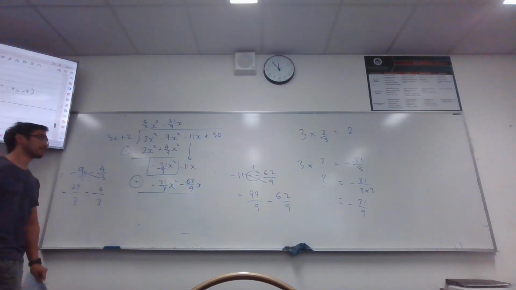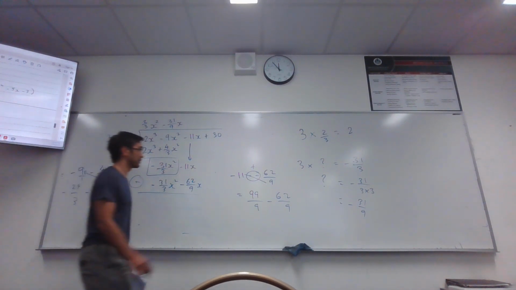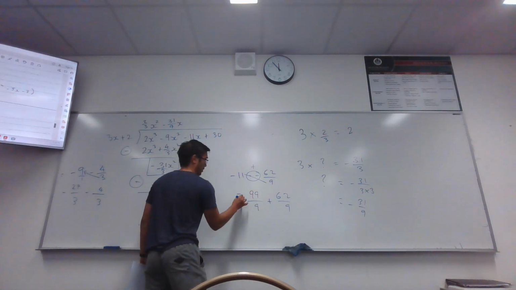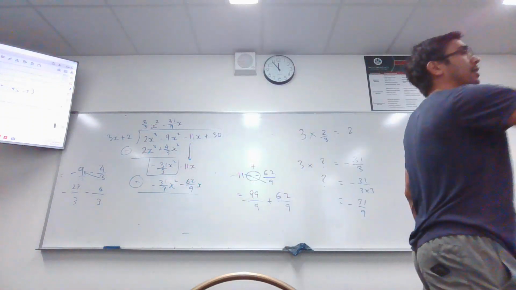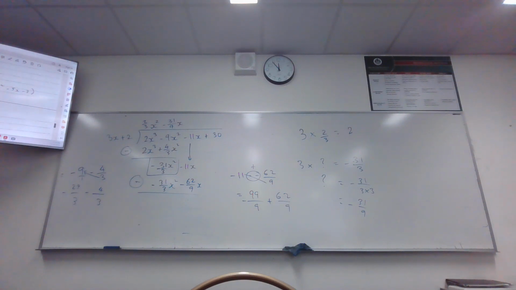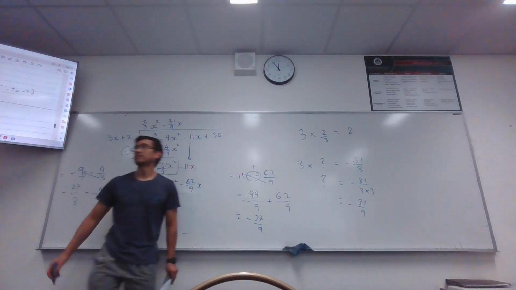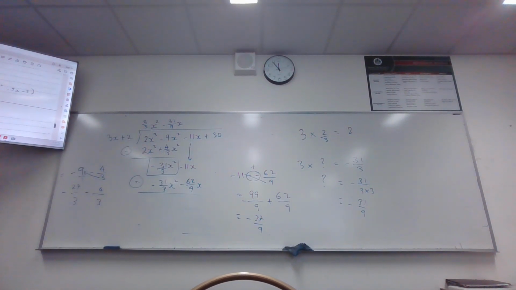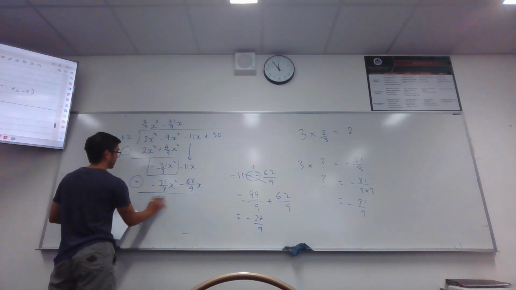What did I do wrong? It should be 62 take 99. 62 on 9 take 99. Oh yeah, thank you. Excellent. Thanks, guys. Negative 99 plus 62 should be negative 37. Not very nice numbers to deal with. So here, negative 37 on 9 comes here.